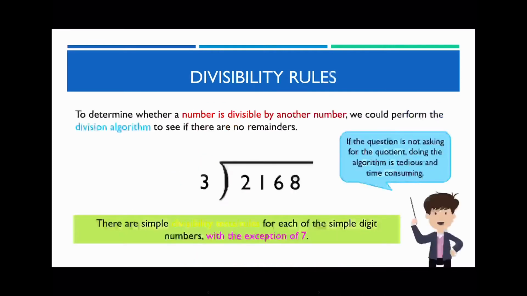So now, to determine whether a number is divisible by another number, what we could do is perform the division algorithm to see if there are no remainders. This is the proper method that you should be undertaking when you have large numbers. However, if the question doesn't really want you to actually solve it, and the question just asks you, is this number divisible by 3, we can avoid doing the long, tedious calculations, and instead do some quick, short, simple divisibility tests, which will allow us to determine whether that number is divisible or not, with the exception of 7. Okay?